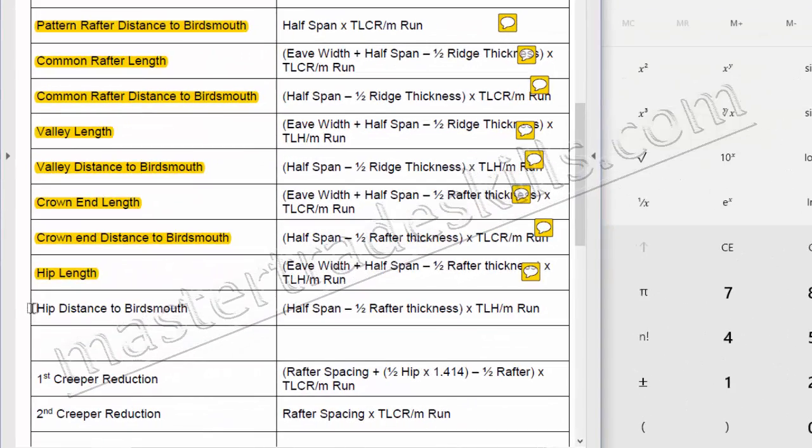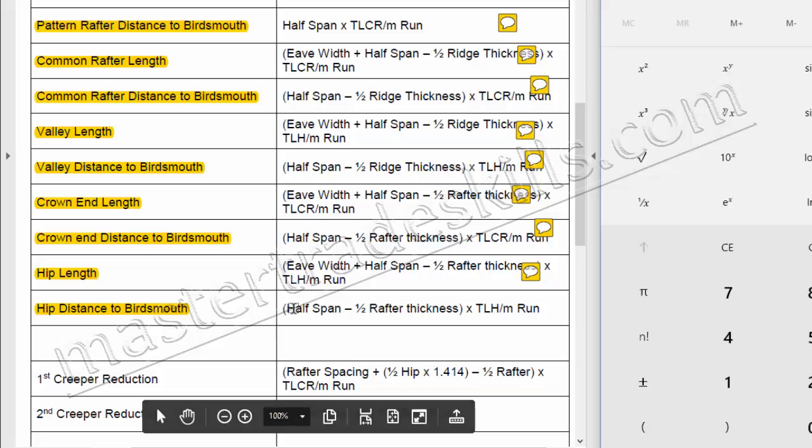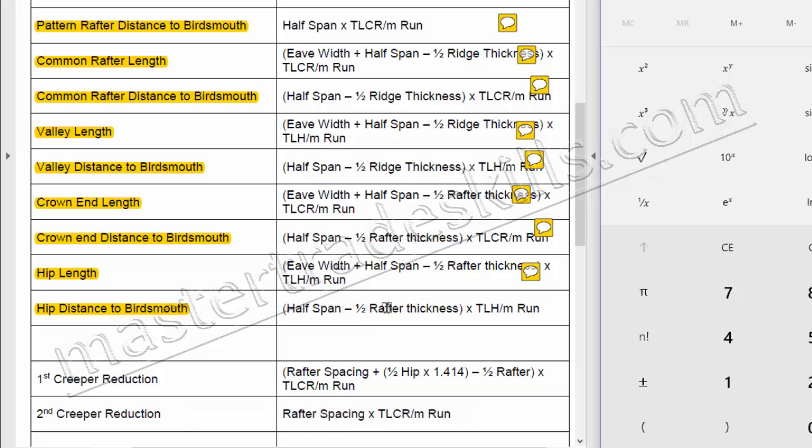The next calculation is the hip distance to Birdsmouth, and the formula for that is the half span minus the half rafter thickness in brackets times the true length of hip per metre run. What you'll notice again is that the run for the hip distance to Birdsmouth is the same as the run for the crown end distance to Birdsmouth, the difference being that you multiply the run by the true length of the hip per metre run for the hip distance to Birdsmouth instead of the TLCR per metre run.